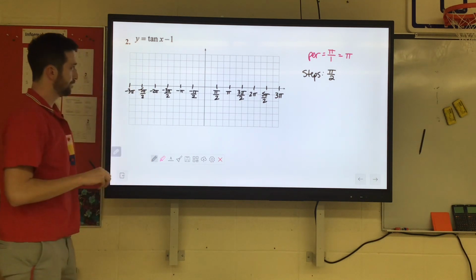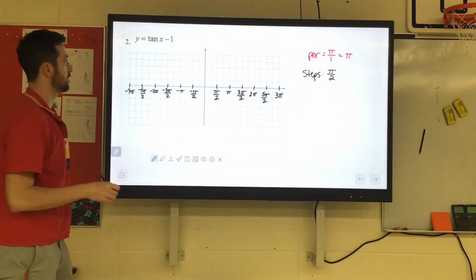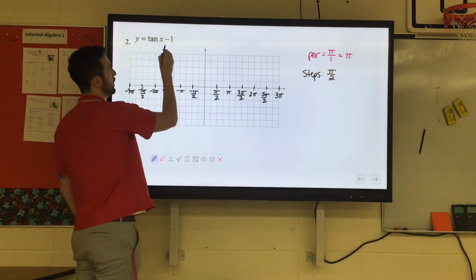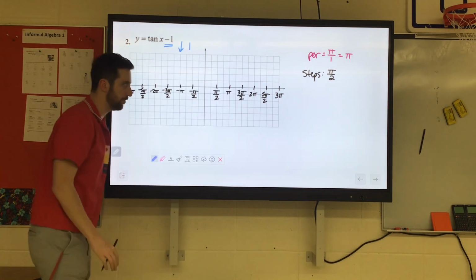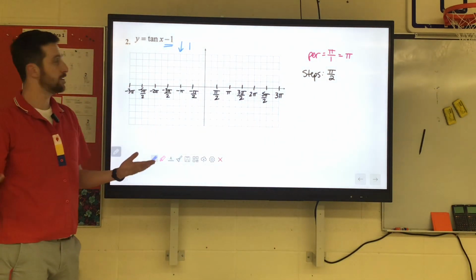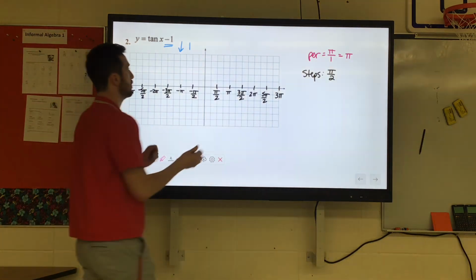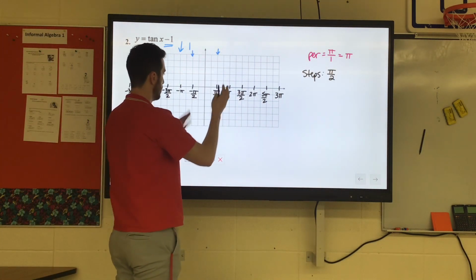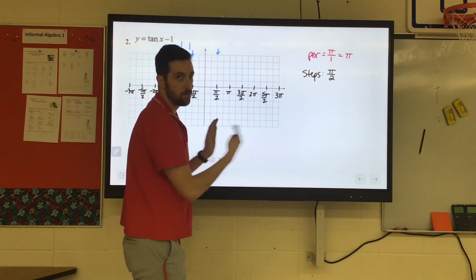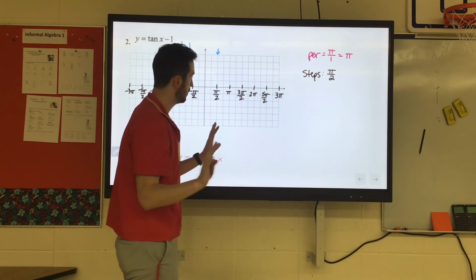All right. The only other transformation I see here is this -1 at the back. That drops all of our points down 1. That's it. That's the only transformation. So again, we're always starting with our vertical asymptotes at our first labels to the right and left, unless there's a horizontal transformation, which there isn't here.